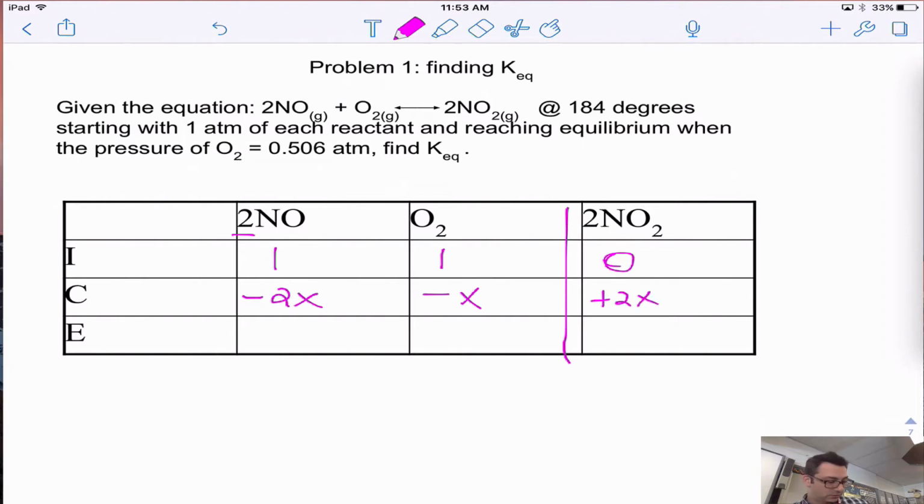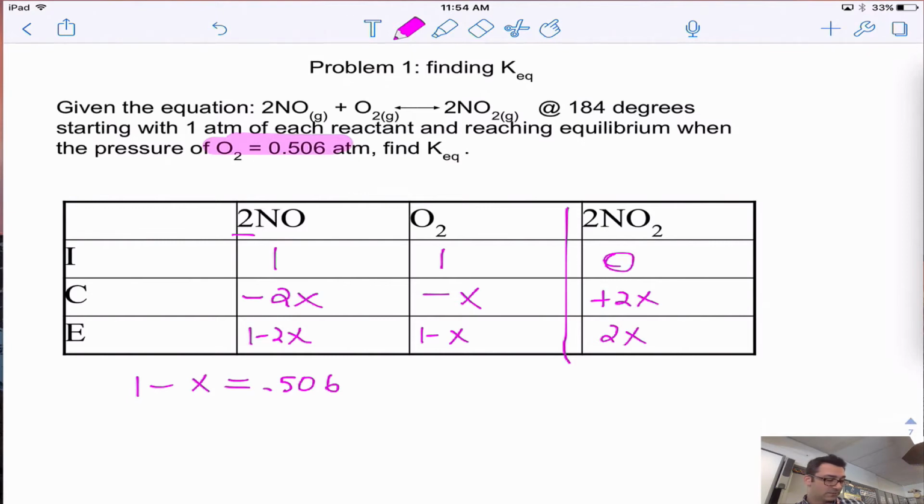Then I put in my equilibrium: 1 minus 2x, 1 minus x, and 2x. Now again, they gave us some hints here. They told us that at equilibrium, the pressure of O2 is 0.506 molar. Now I know that I can use that. For O2, 1 minus x, I know that it's 0.506.